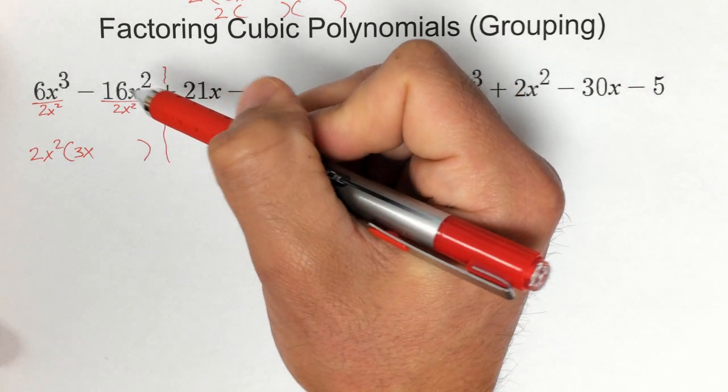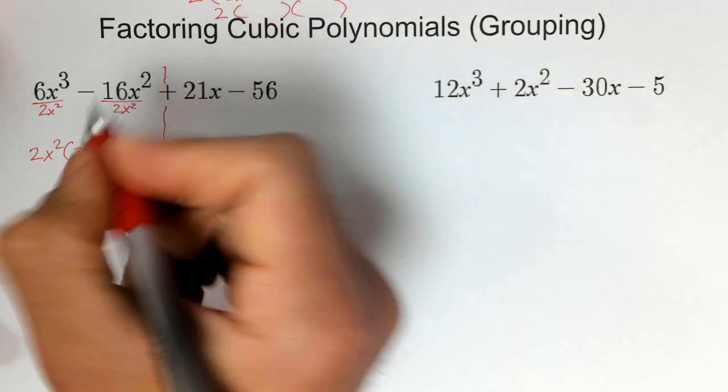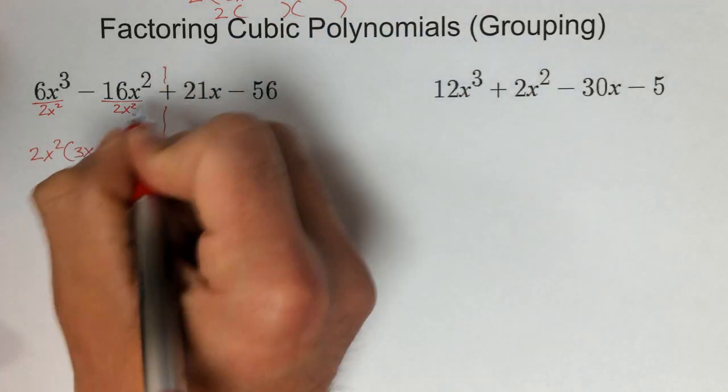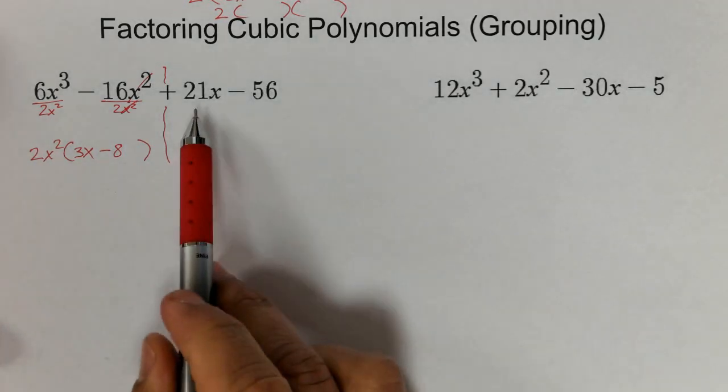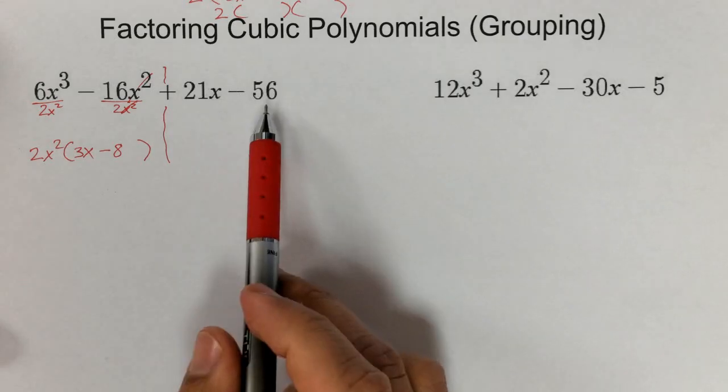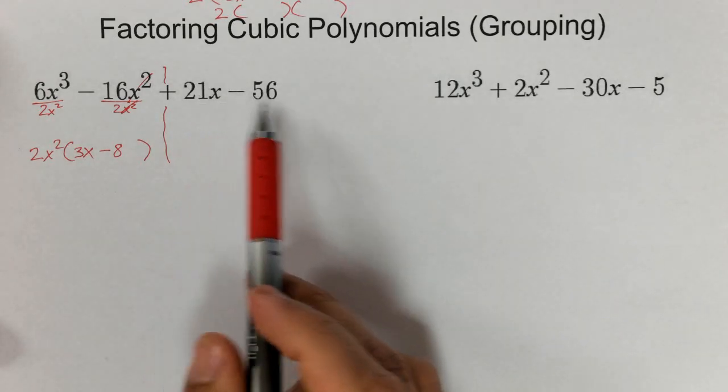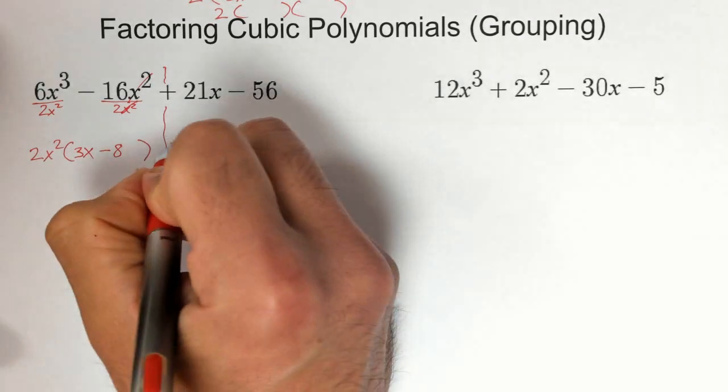On the second side, 16 divided by 2 gives me 8, and it's a minus 8. And then the x squares cancel out nicely. On the right side, what do these 2 terms have in common? Well, 7 goes into both of them. I'm going to do a positive 7.